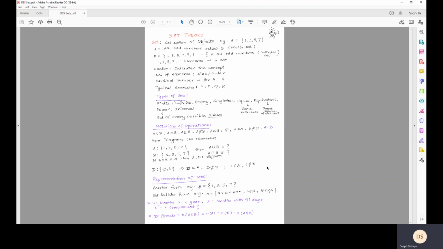Now, sets can be represented in two ways. One is the roster form, where you simply list the elements. For example, here A is written in the roster form in this manner, 1, 3, 5, 7. Then there is another form called set builder form. So here you basically describe the elements in terms of a property.